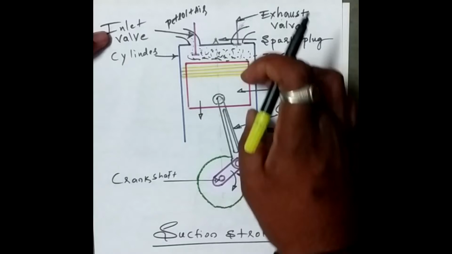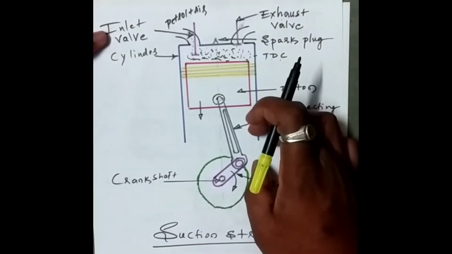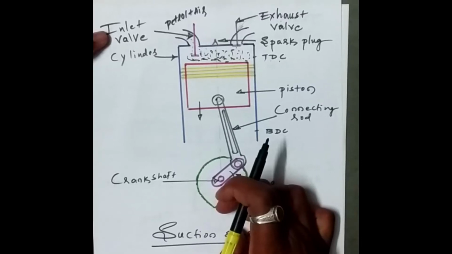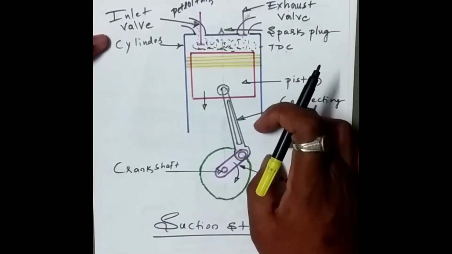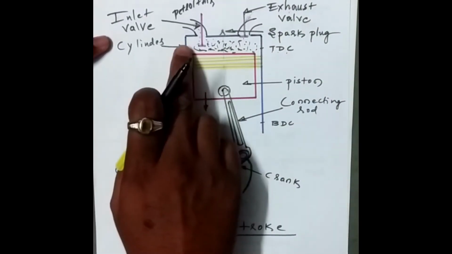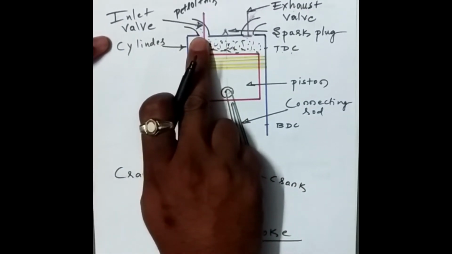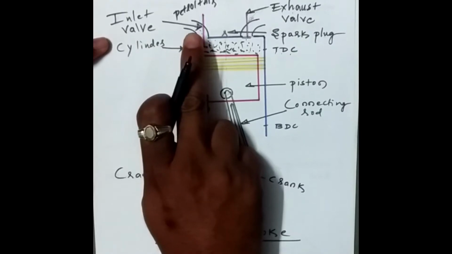At the end of the stroke, the piston will be at BDC, and the crank has rotated half a revolution, that is 180 degrees. And one more thing, at the end of the suction stroke, the inlet valve will be closed. It is open here, but at the end of the suction stroke it will be closed.